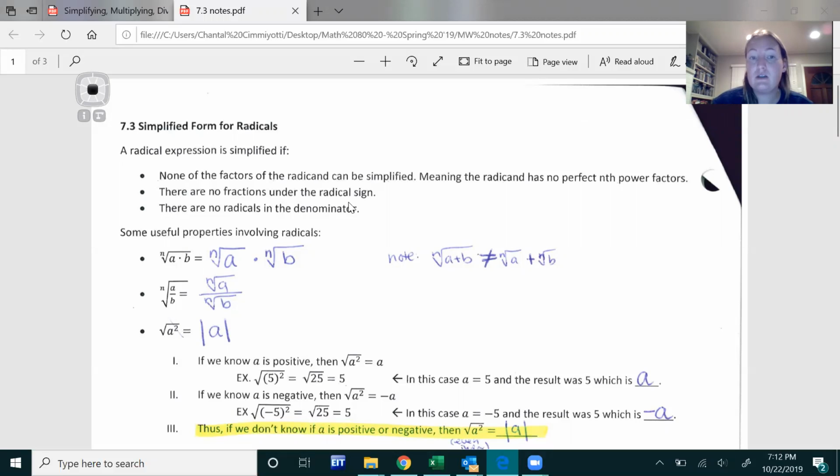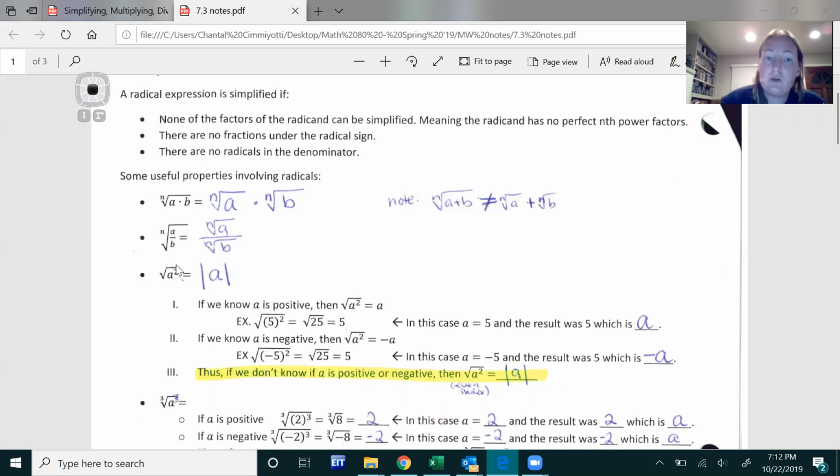With the fractions, we end up taking the square root or cube root or nth root of both the numerator and denominator. And if the denominator is still a radical, then we rationalize it. So we'll see that as we go through here. A couple important rules for radicals.